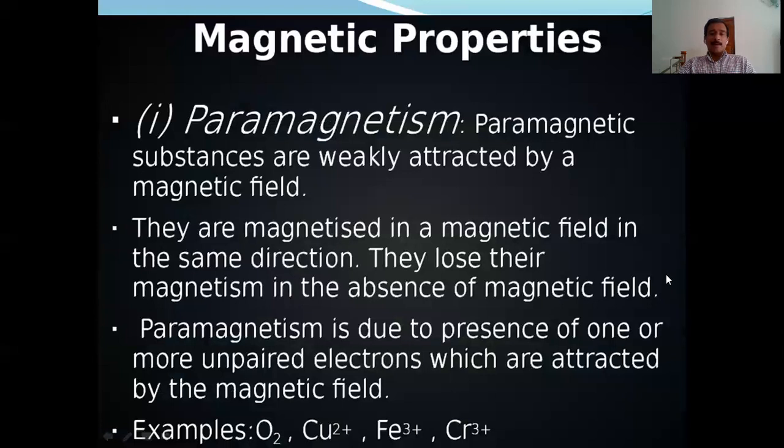Magnetic properties, paramagnetism. What is paramagnetism? Weak attraction in the magnetic field. If you bring this substance to a magnetic field, that will change it to a magnet that will be attracted in the magnetic field. For this, unpaired electrons are required. If there is an unpaired electron in a compound or in an element, it will behave as a paramagnetic substance. Examples: O2, Cu2+, Fe3+, Cr3+. Substances which are weakly attracted by a magnetic field.